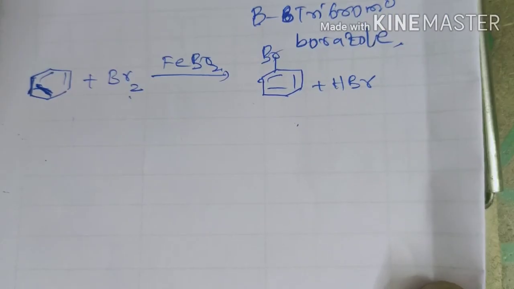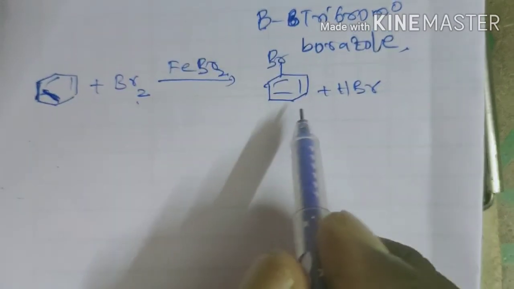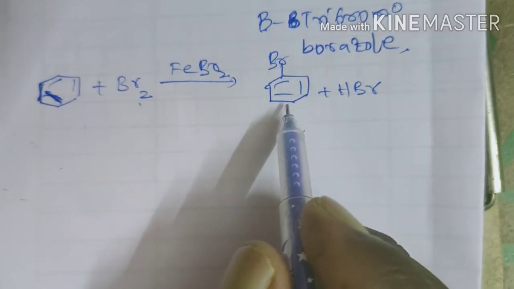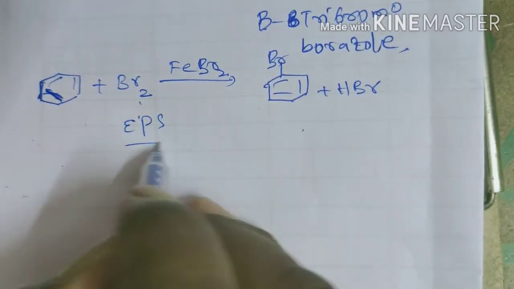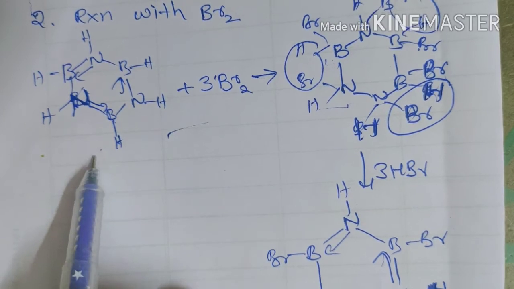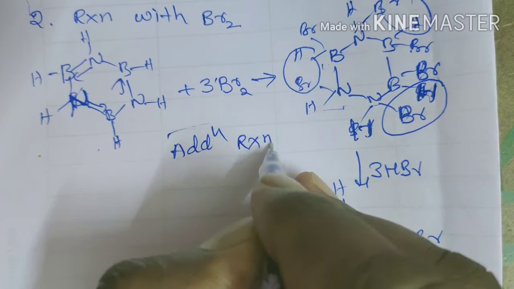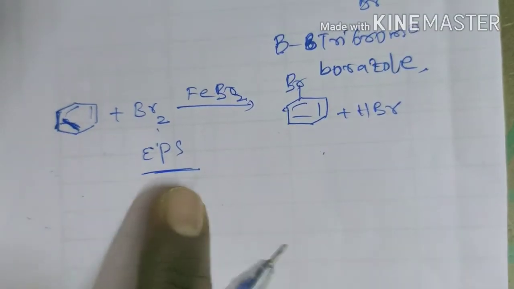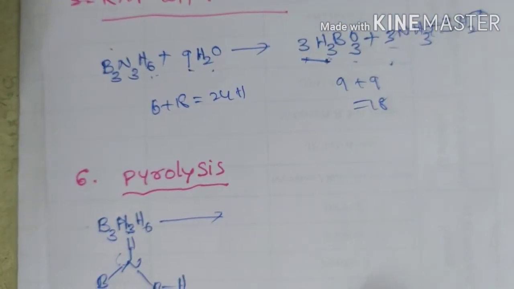Benzene undergoes electrophilic substitution reaction with bromine in the presence of ferric bromide, and here we get bromobenzene. This is an electrophilic substitution reaction, whereas the reaction of bromine with borazole or borazine is an addition reaction. Here it is an addition reaction, whereas there it is a substitution reaction. Now we go for the reaction with water.